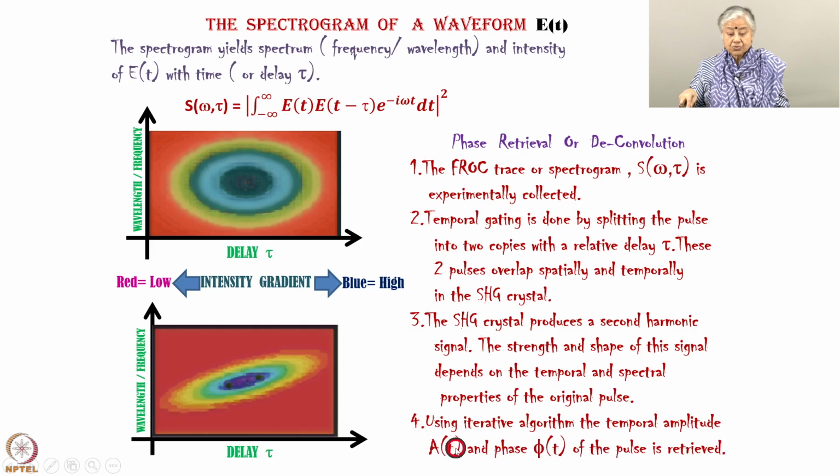You remember A(t) was the amplitude, which was the guess part, and phi(t) was the phase. So, by an iterative algorithm, the temporal amplitude and the phase are found out. And once you have the temporal amplitude and the phase, you have the total pulse. So, now what is that algorithm?